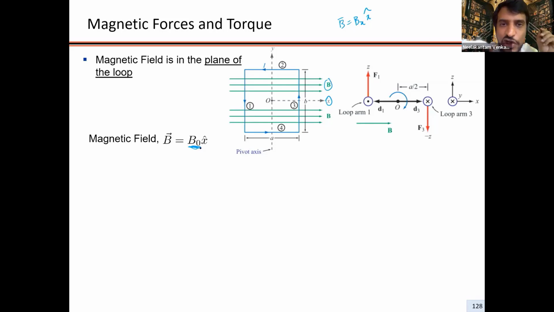So if I have this loop of current in that plane, in the plane of the B field, which plane is in the B field? The B field is in the plane of, let's say, the XY plane, which means my Z is coming out. X cross Y, Z is coming out.